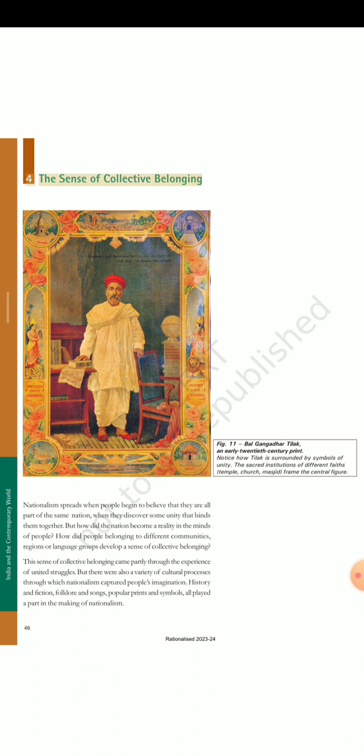4. The sense of collective belonging. Nationalism spreads when people begin to believe that they are all part of the same nation, when they discover some unity that binds them together. But how did the nation become a reality in the minds of people? How did people belonging to different communities, regions or language groups develop a sense of collective belonging?